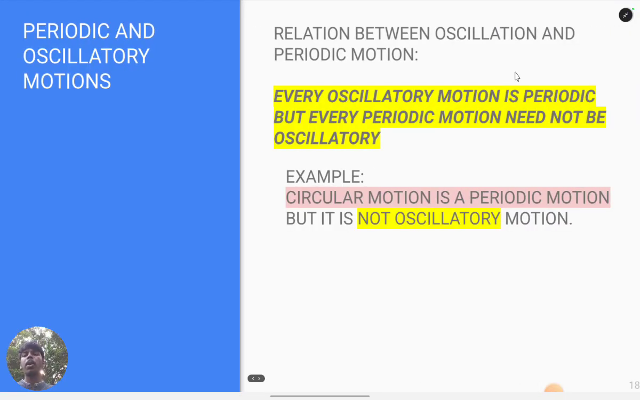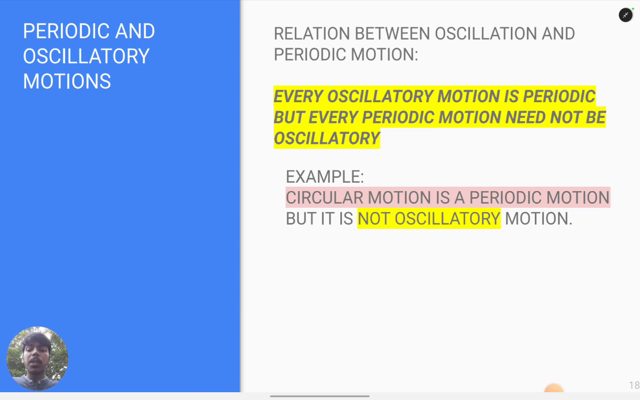Periodic and oscillatory motion, the relation between oscillation and periodic motion. The statement which is highlighted is the most important, guys. It will be useful in next concepts also. Every oscillatory motion is periodic, but every periodic motion need not be oscillatory. Oscillatory motion is periodic because at regular intervals the motion is repeated, but every periodic motion is not oscillatory.